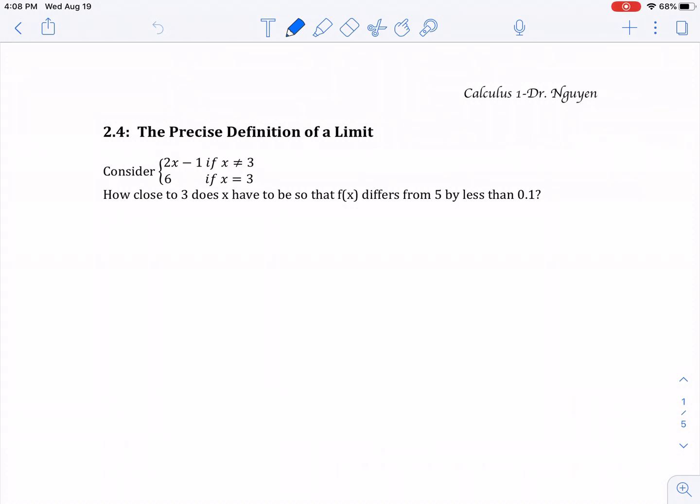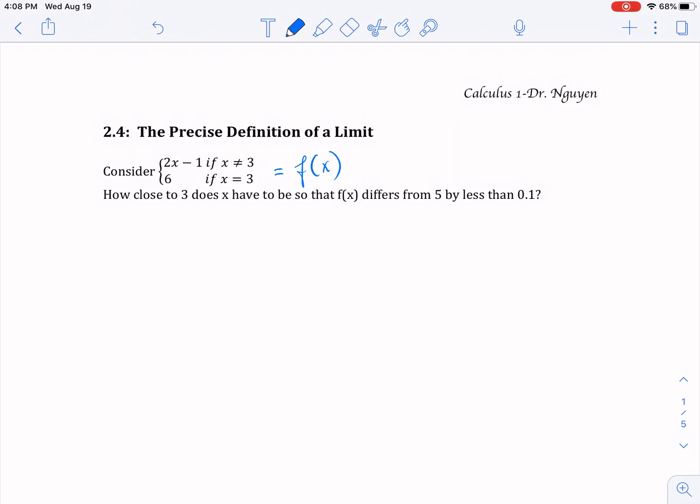Hi class, today we're going to talk about the precise definition of a limit. This is a tough concept to understand. So let's just take a look at the function 2x minus 1 if x is not 3, and f of x equal to 6 if x is 3. So this is the function we're looking at.